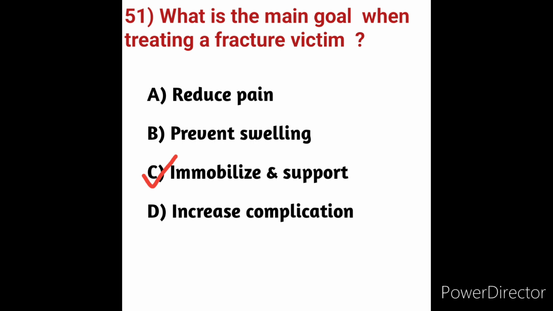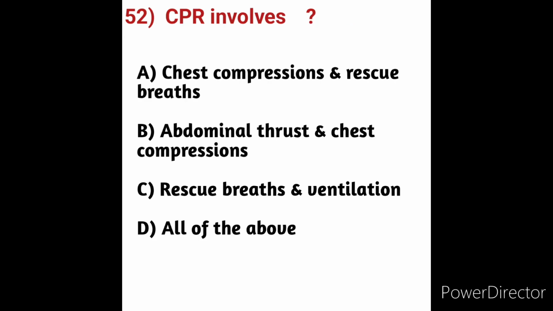Next we will move on to question number 52. Cardiopulmonary resuscitation involves. We will see here option A chest compressions and rescue breaths, option B abdominal thrust and chest compression, option C rescue breaths and ventilation, option D all of the above. CPR, cardiopulmonary resuscitation, combines rescue breathing, meaning mouth to mouth breathing, and chest compression to temporarily pump enough blood to the brain until a specialized team is available.